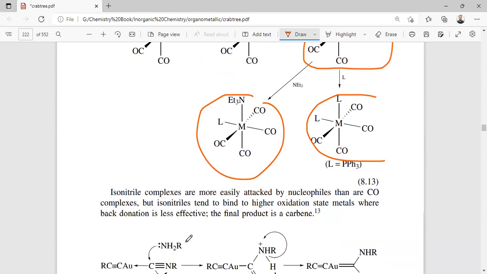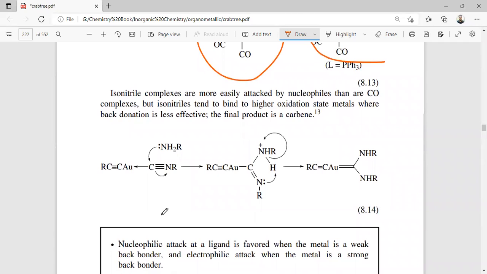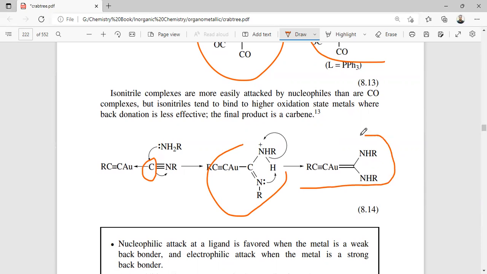Isonitrile complexes are also more easily attacked by nucleophiles than CO complexes, but the isonitrile tends to bind to higher oxidation state metals, where the back donation is less effective, and the final product is a carbene. So here also, for the isonitrile case, nucleophilic attack is possible. This carbon atom is prone to attack by the nucleophile, so this intermediate forms. Then this carbene intermediate is formed from this isolated complex.